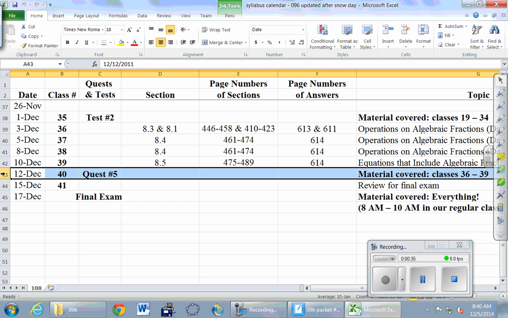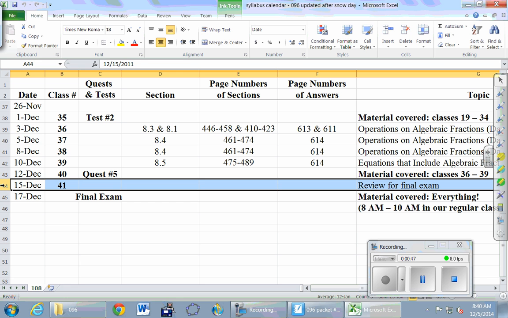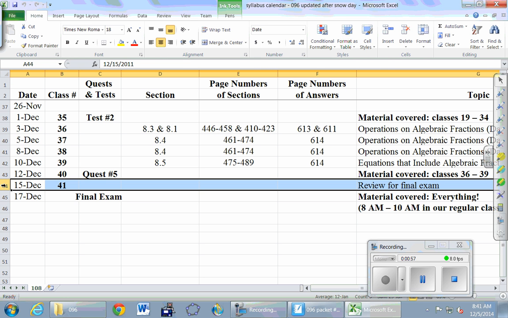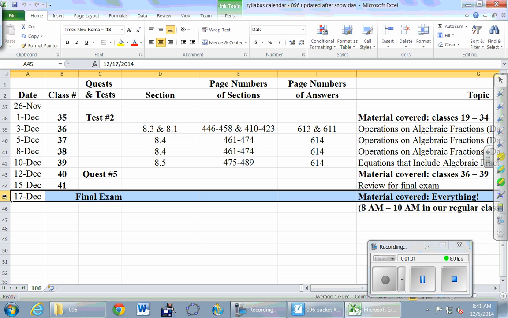Friday, 1 week from today, is our 5th and final quest. It will only cover the new stuff, the algebraic fractions, since the test that we just took. All right, so the quest is just on all the fraction stuff we're doing. Then on the 15th, the last day of the semester, it's our review day for the final. And then the final exam is coming up on December 17th. I think I might have said the 15th was a Wednesday, but that's a Monday. And then the 17th is our final.